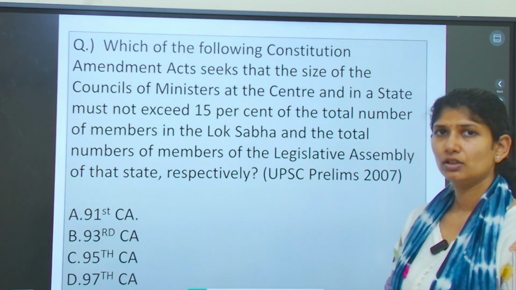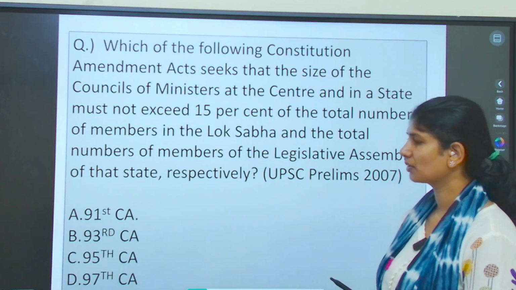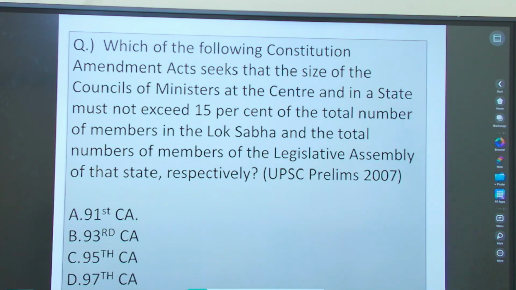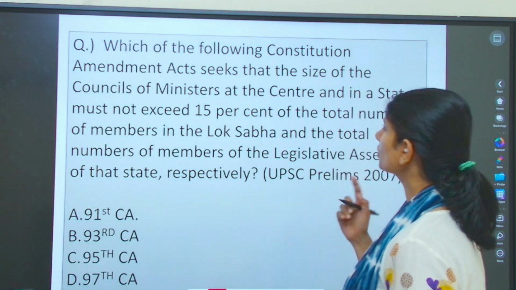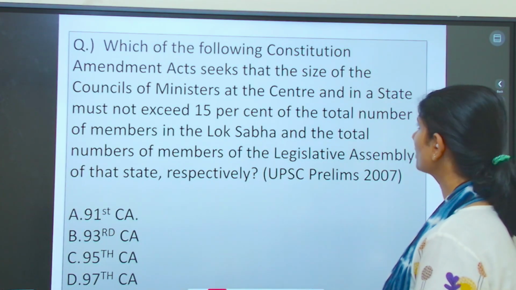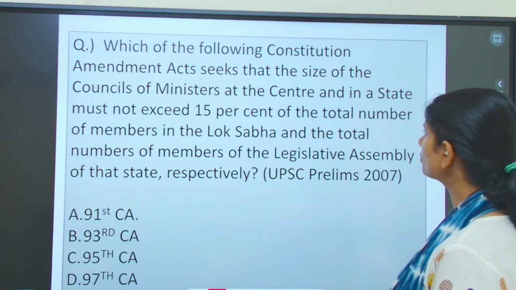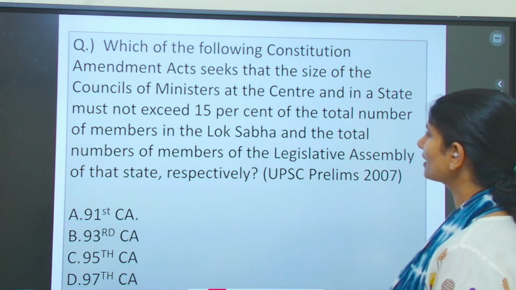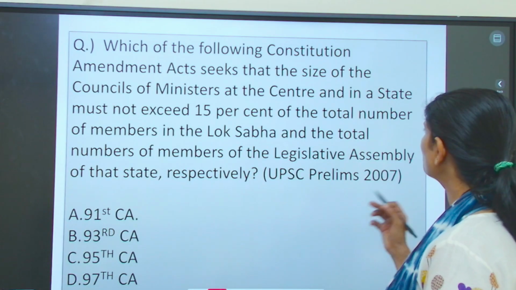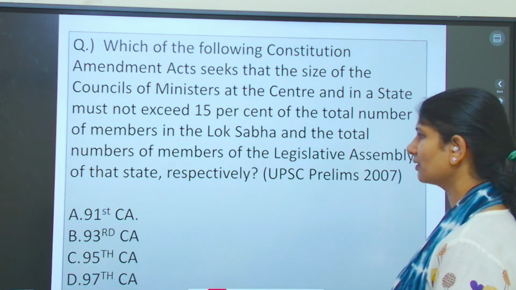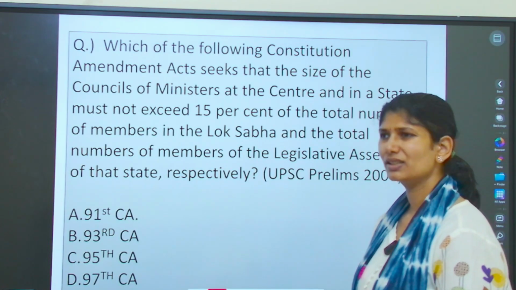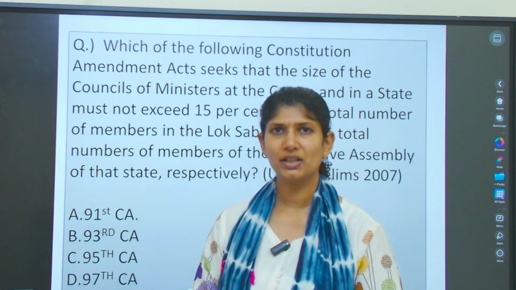Now next, look at this question. This is a 2007 prelims question. Have a look at this question. Which of the following constitutional amendment acts seeks that the size of the council of ministers at the center and in the state must not exceed 15% of the total number of members in the Lok Sabha and in the legislative assembly of the state respectively? Do you see, this is a repetitive question that we have seen earlier.